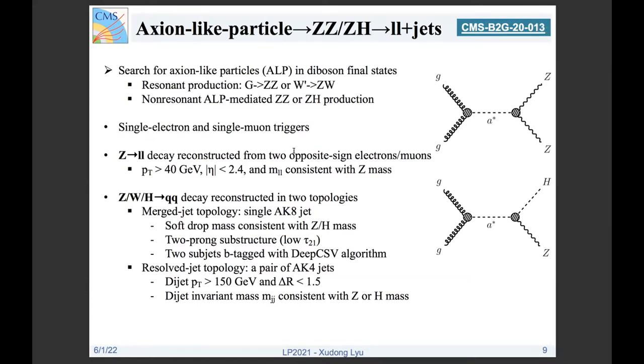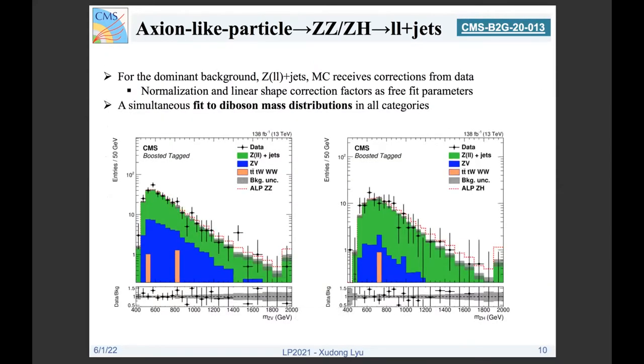This one is the first search for the axion-like particle, ALP, in the boson final state, and this one includes the non-resonant ALP-mediated ZZ and/or Higgs boson productions. Here the Z decays to a pair of neutrinos, and the Z or Higgs decays hadronically. And we have merged and resolved topologies. For merged, we require one single AK8 jet. For resolved, we require a pair of AK4 jets.